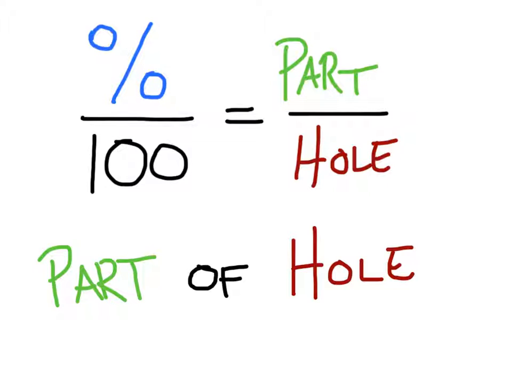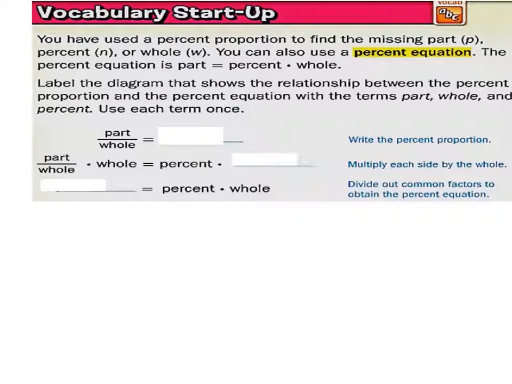So for example, if it said 10 is 30% of what number, the X would be the whole, because we don't know what it is. 10 is the part, 30 is the percent, of the whole. That was the proportion. This is an equation.